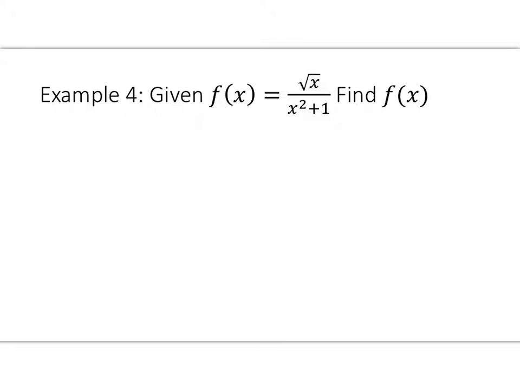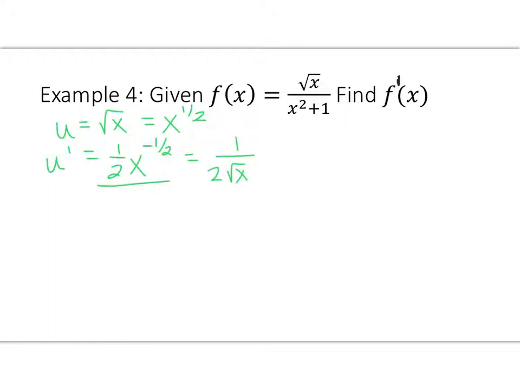So here I have f of x equals the square root of x over x squared plus 1. And again, I need to find f prime of x. So I'm going to start with saying my upper function u is the square root of x. So remember, that's just equal to x to the 1/2. So that means u prime is equal to 1/2 x to the negative 1/2. So that's 1 over 2 square root of x. I'm going to stick with the exponent method for now because I don't like to put fractions into fractions.